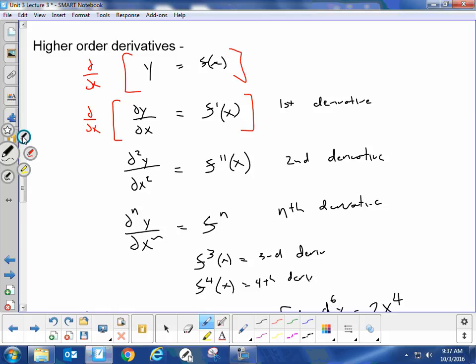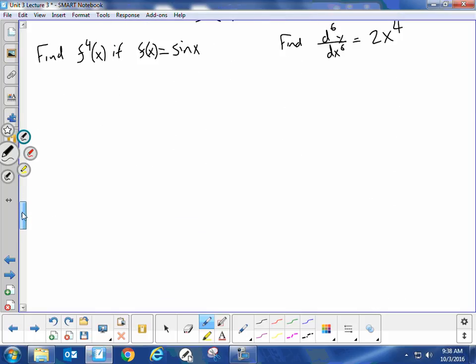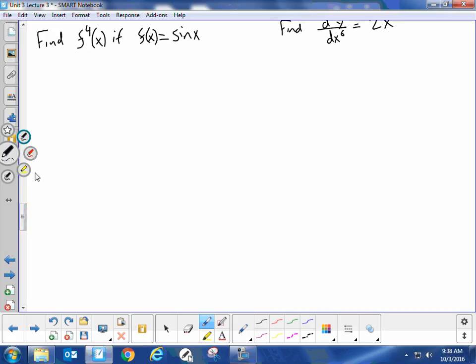Now, how do we take second derivatives, third derivatives, nth derivatives? You're just going to take derivatives of derivatives. There's no fancy way to do this. So I could ask you a question. If f of x is sine x, what is the fourth derivative of sine x? Go ahead and do that. All you'd have to do is take the derivative, and then take the derivative again, and then take the derivative again, until you get to the fourth derivative.